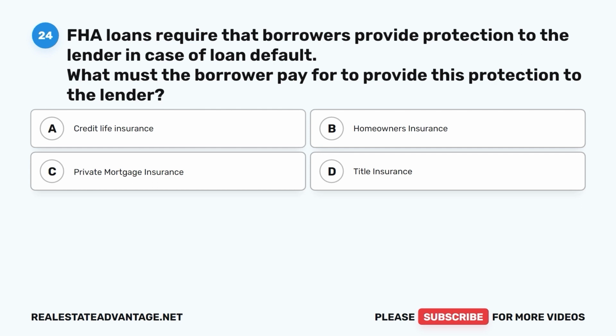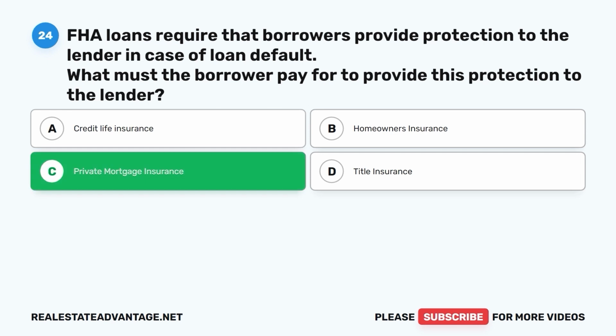Question 24. FHA loans require that borrowers provide protection to the lender in case of loan default. What must the borrower pay for to provide this protection to the lender? A. Credit life insurance. B. Homeowner's insurance. C. Private mortgage insurance. D. Title insurance. The correct answer is C.